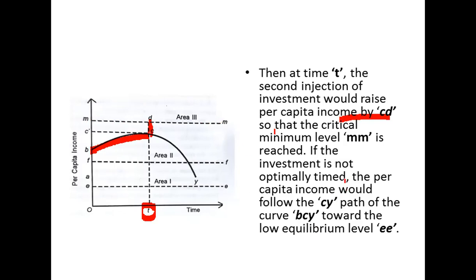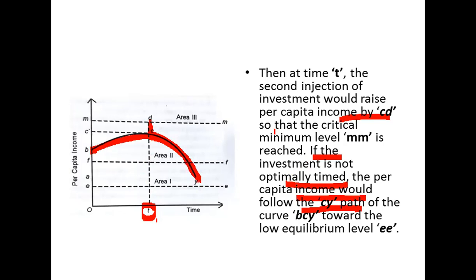If the investment is not optimally timed, the per capita income would follow the CY path. That means if we do not make an investment at time T, then the income growth would go like this. It would decline. That is why it is written here: if the investment is not optimally timed, the per capita income would follow the CY path toward the low level equilibrium EE.